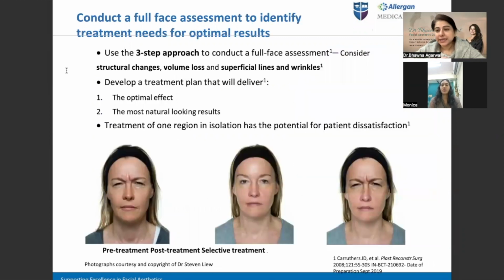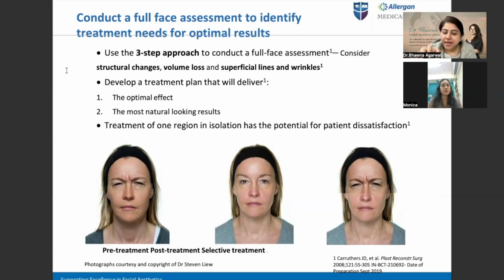Now, full face assessment. Once you have assessed the medical history, the psychological history, and all that, now you need to come to the face. There's a 3-step approach to conduct a full face assessment. You need to deal with the structural changes. You need to find out the volume loss, and you need to locate the superficial lines and wrinkles. So, develop a plan that will deliver the optimal effect and most natural looking results.